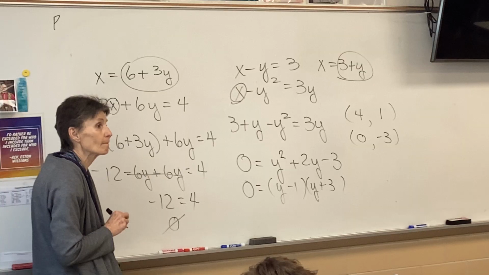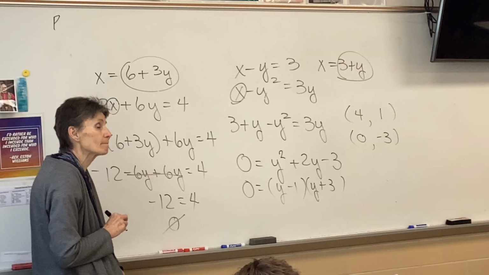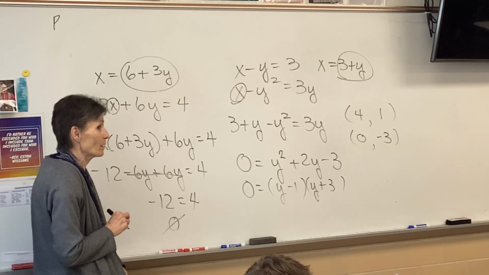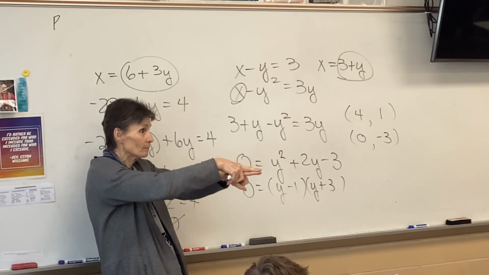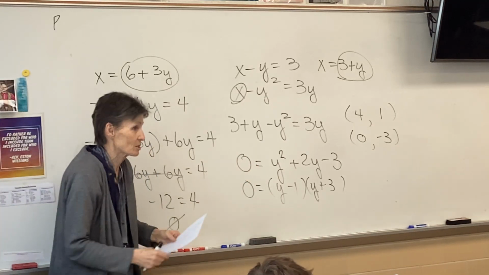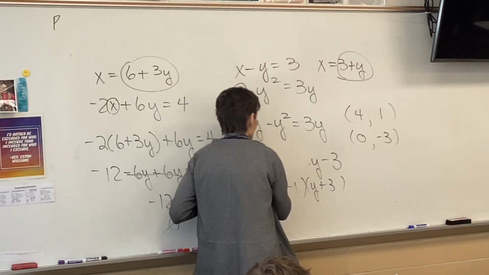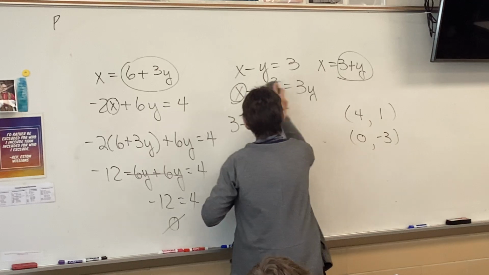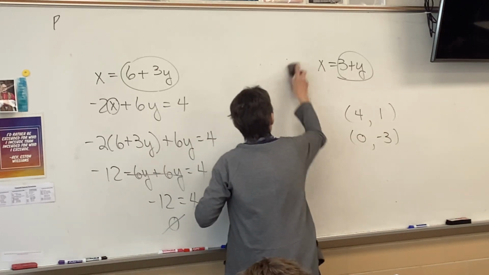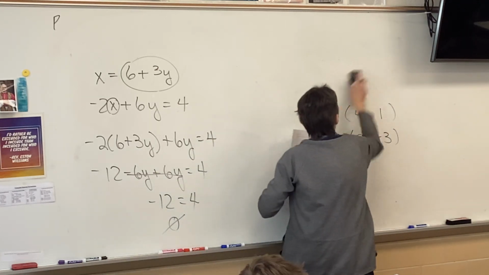What would it mean if you got to that point and it was true? Like, it was like 4. If you got 4 equals 4, then that means the lines are the same, they're right on top of each other. So there would be infinitely many solutions. My guess is that's gonna happen in one of these, but we'll see. All right, last substitution.